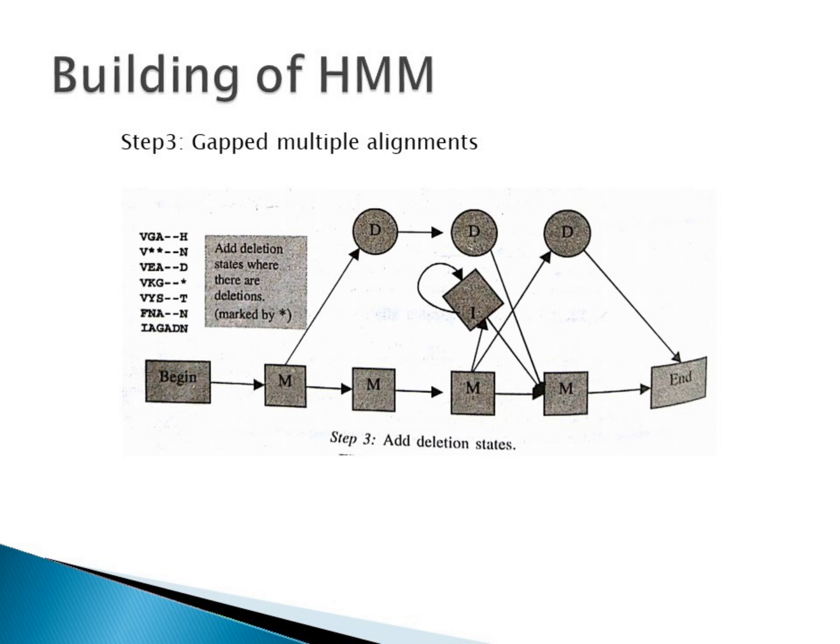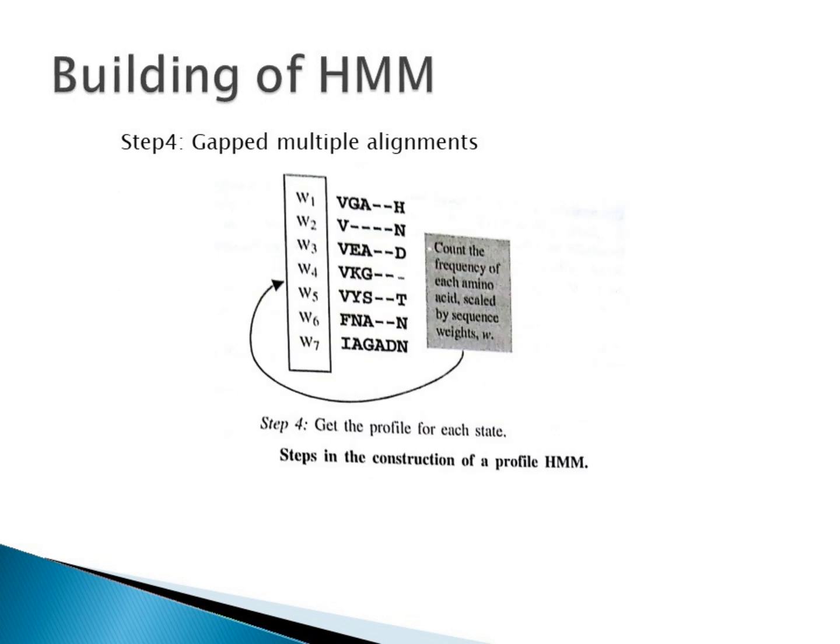Now in step 3, we add deletion states. The deletion states are marked with a star in the sequence. Now after adding the insertion and deletion states, the graphical representation of the profile hidden Markov model will look like this. And finally, the profile for each state can be represented with the weights W1, W2, etc. for each of these sequences, based on the count of the frequency of each amino acid scaled by the sequence weights W.